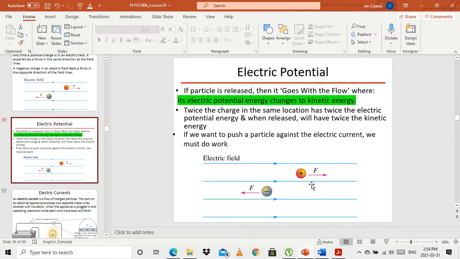If the particle is released, then it just goes with the flow in the direction that it wants to go. Positive will be with, negative will be against. So if the particle is released, it goes with the flow, where its electric potential energy changes to kinetic energy. We can hold it there, but then it's at its maximum potential energy. It's like being at the top of the hill there with the bikes. Then you let it go, and all of a sudden all that potential energy turns to kinetic and it starts to move. Okay.